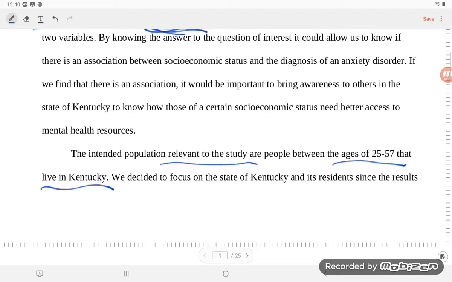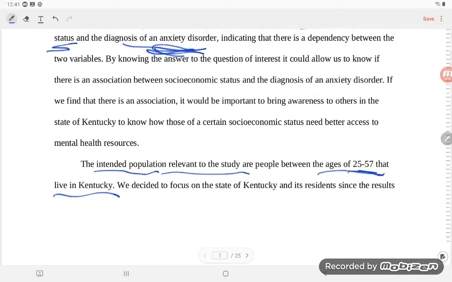If your intended population is female 18-year-olds born in, I don't know, some particular Rabbit Hatch. I don't know if we have anybody from Rabbit Hatch, Kentucky, but born in Rabbit Hatch, Kentucky, you could make the intended population very, very narrow. They narrowed it to Kentucky and these ages. And then they talk about why they decided to do that. So I think that's the end of that page.